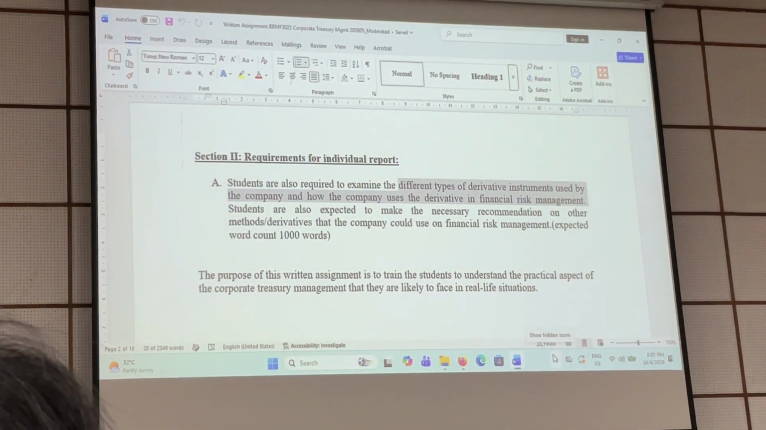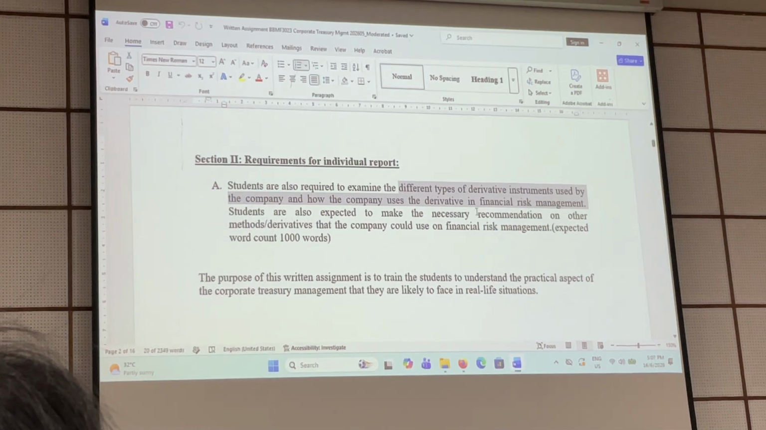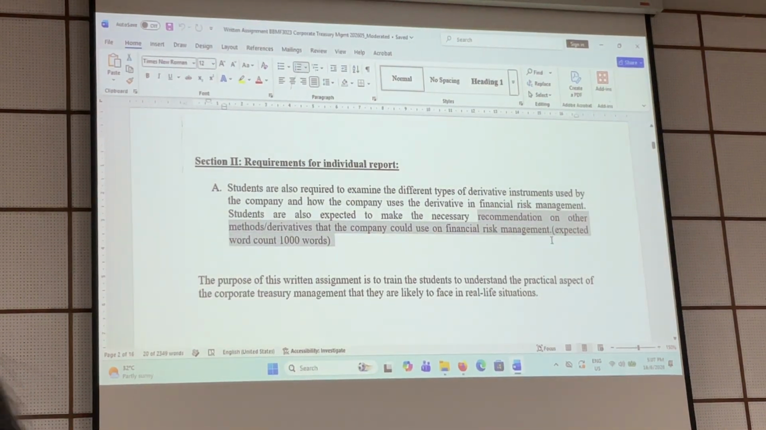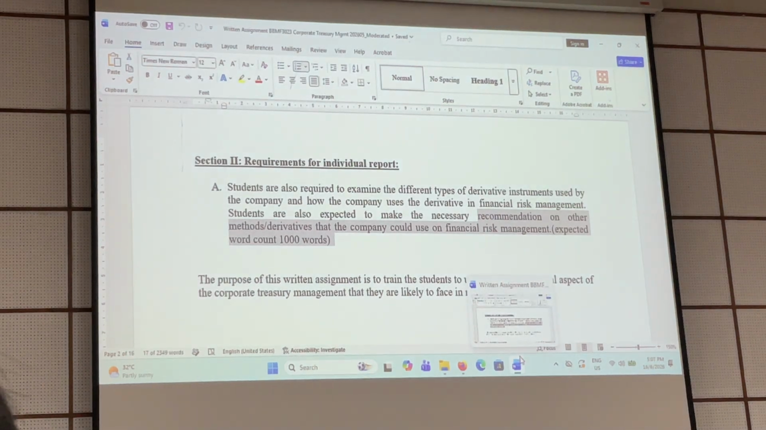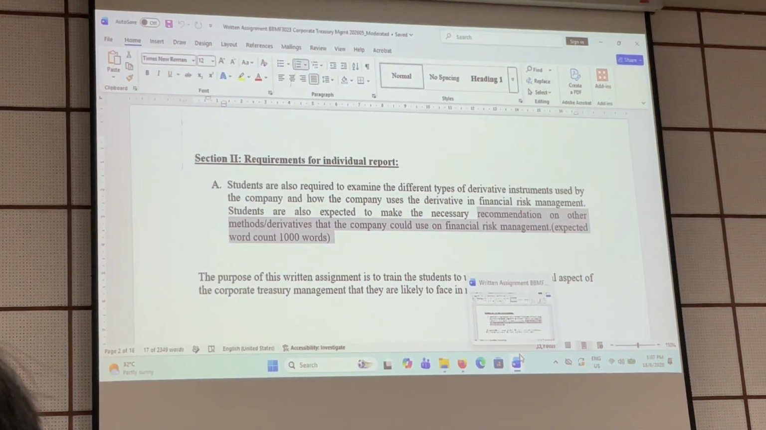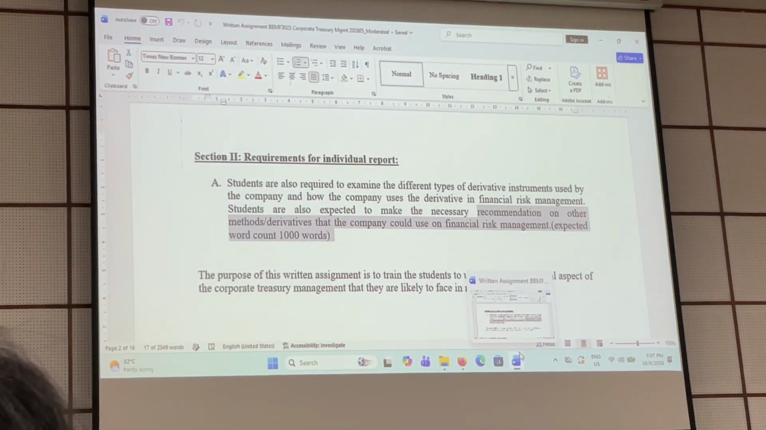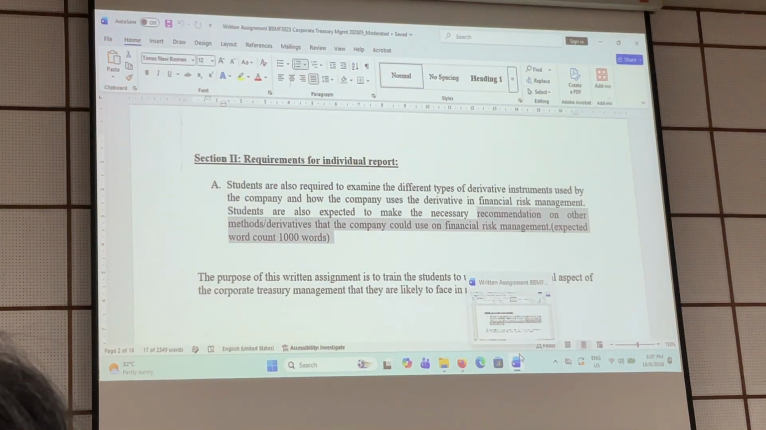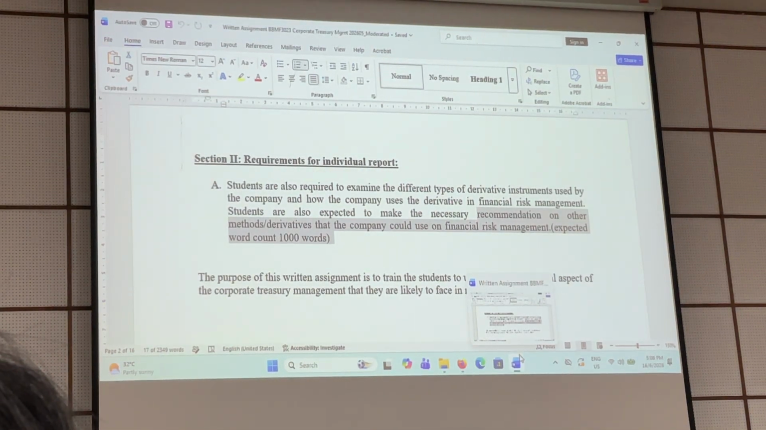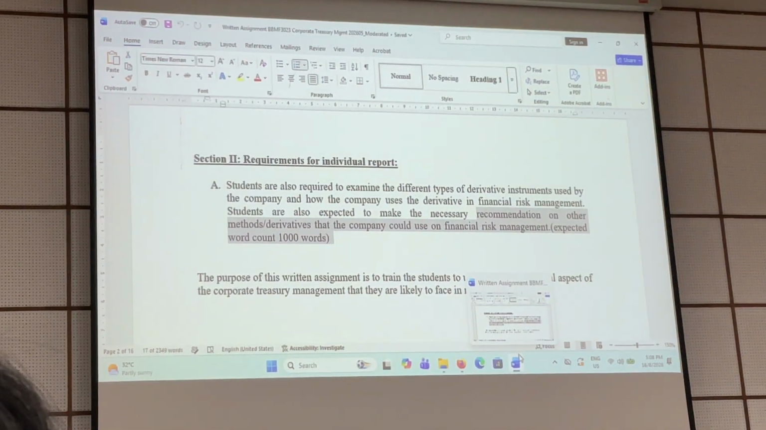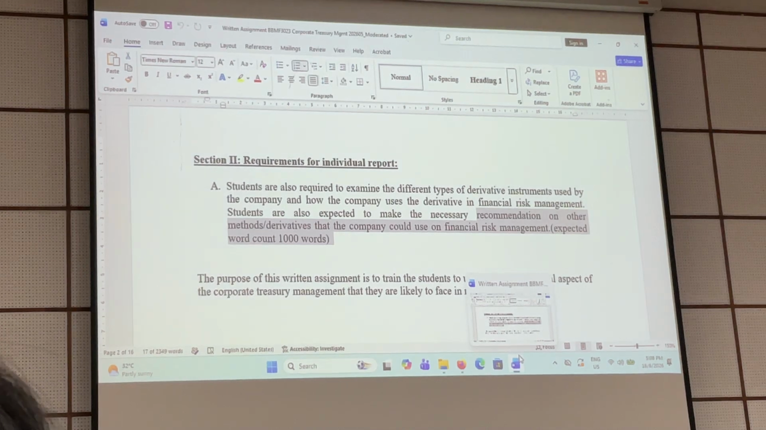Then, second part. On top of the instruments that they are using, you are also required to make recommendation on what else can they use. Plenty of derivatives, right, in the market? What other suggestion? This is where your skill comes in as a treasurer. What other recommendation can you give? Instruments that they can use.